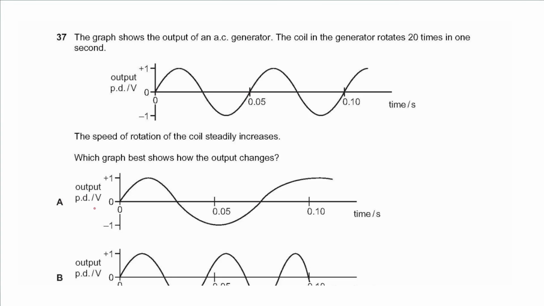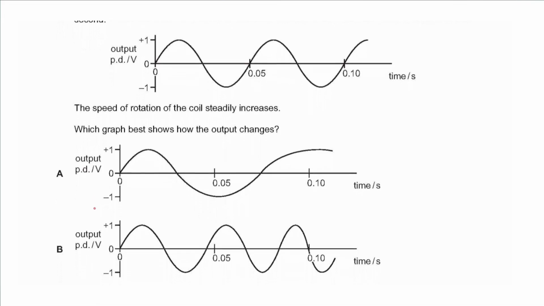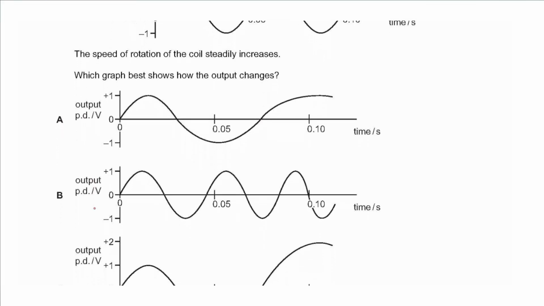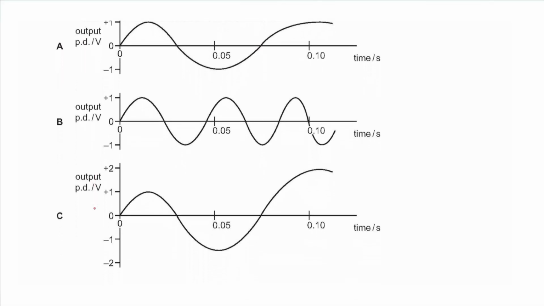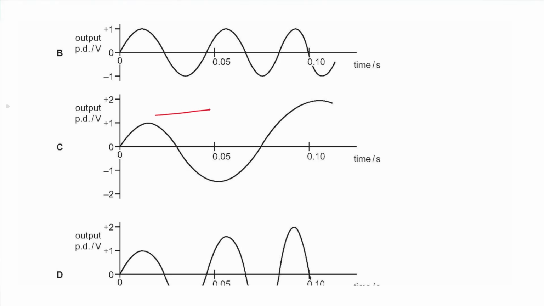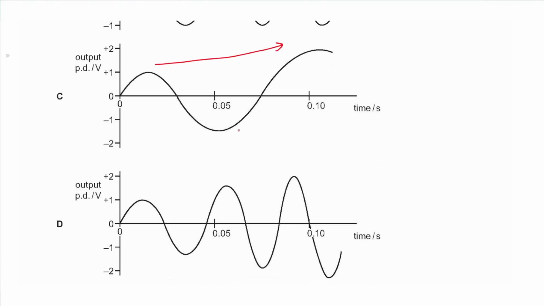Question 37 says the graph shows the output of an AC generator. The coil in the generator rotates 20 times in 1 second. The speed of rotation of the coil is steadily increased. Which graph best shows how the output changes? So speed increases, that causes the voltage to increase and the time to decrease. So this one has an increasing voltage, yes, but the time does not decrease. So it would be D, where the voltage peak increases and the time of one cycle keeps decreasing.